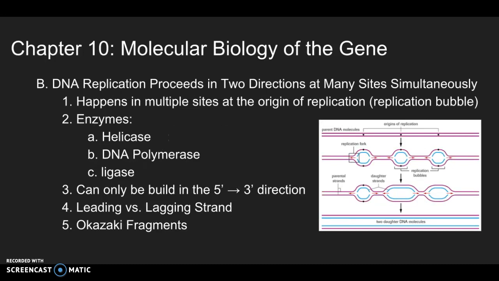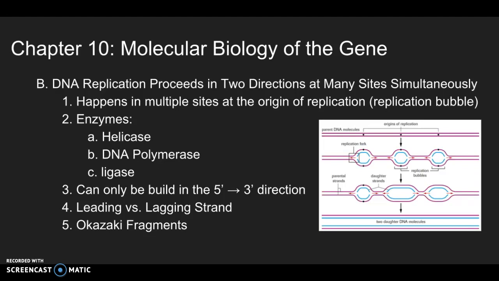Now, DNA replication proceeds in two directions at many sites simultaneously. So three enzymes that we're going to take a look at right now are helicase, DNA polymerase, and ligase. When we think of DNA helicase, we can see this as the thing that unzips the strand of DNA. Since DNA is double-stranded, you're going to need something to pull apart these double strands so that DNA polymerase can come in and start adding bases. So that's why DNA helicase is there.